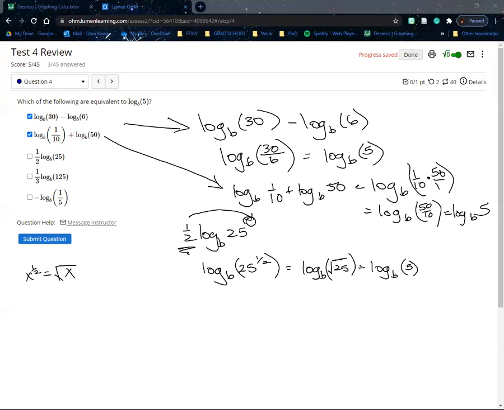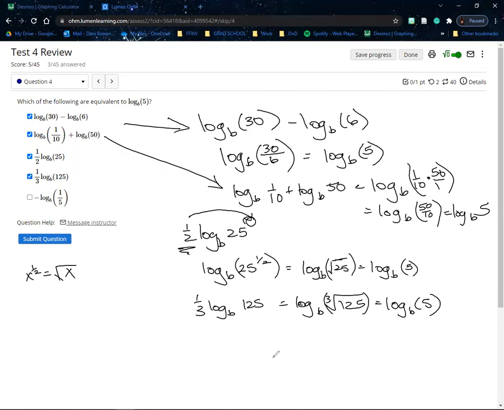Five. Which means that that is also an equivalent logarithm. What do you think is going to happen with the third one? Oh, the same thing. Cube root. Yeah, it's going to be the cubed root. And what's the cubed root of 125? 5. Yep.